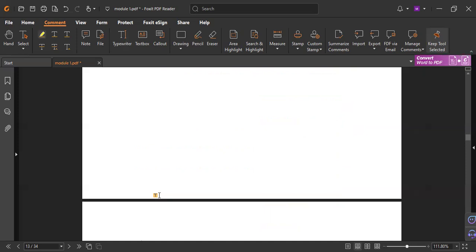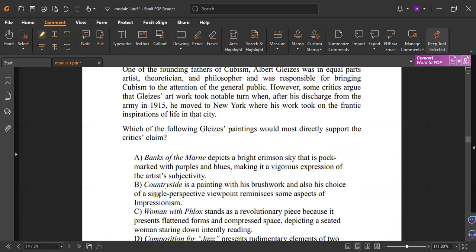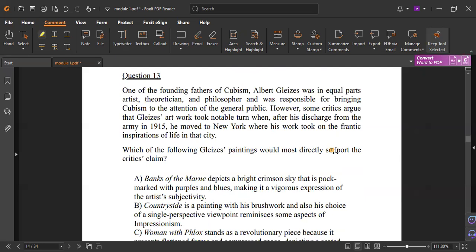Right? Now let's jump to the next. Does the questioner support the claim? Where is the claim? Find it and try.